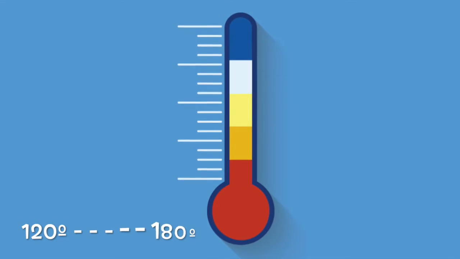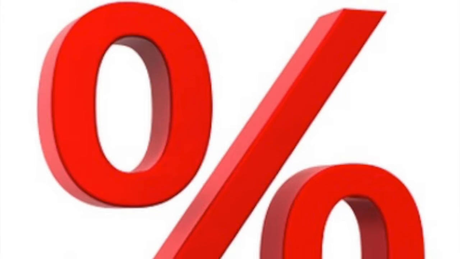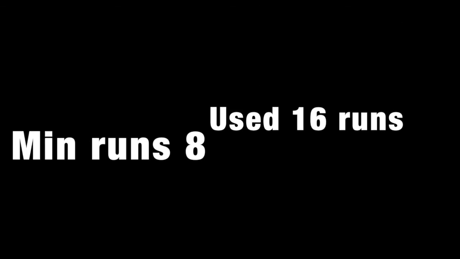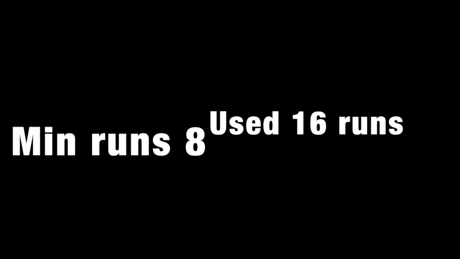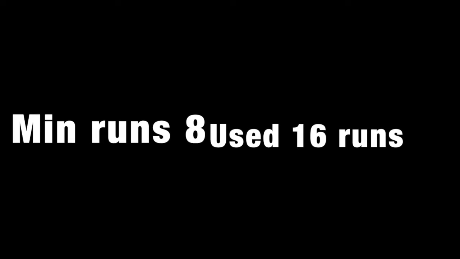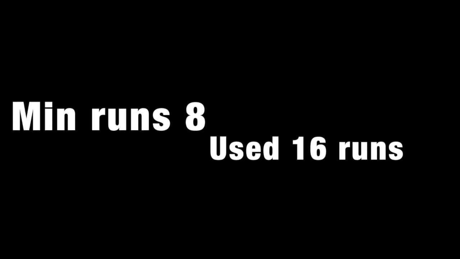The levels used in this experiment for each factor were temperature 120 and 180 degrees, time 10 and 30 seconds, and concentration in percentage of 2 and 6. Following the rule of multiplying the total of levels of each factor to know the minimum number of runs we need for the experiments, we end up needing at least 8 runs. But for this case, we use a total of 16 runs for a better result.